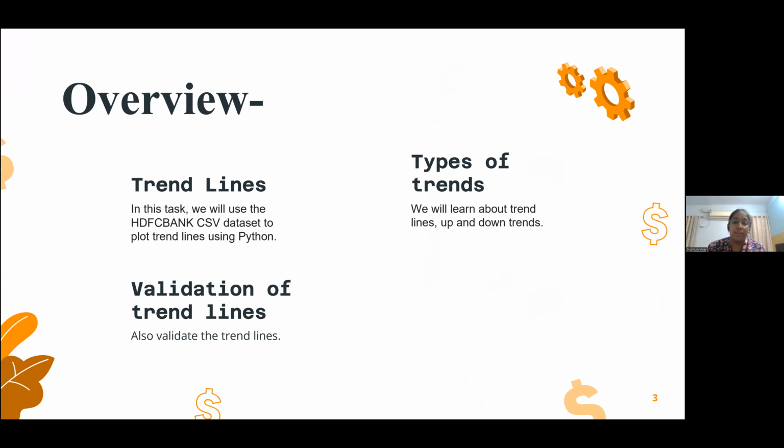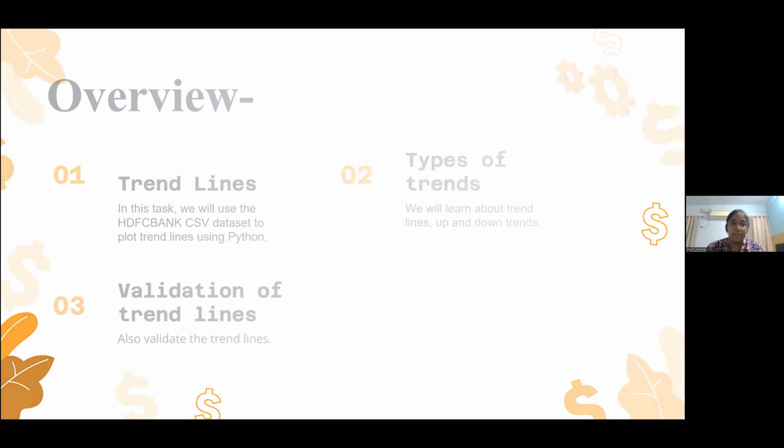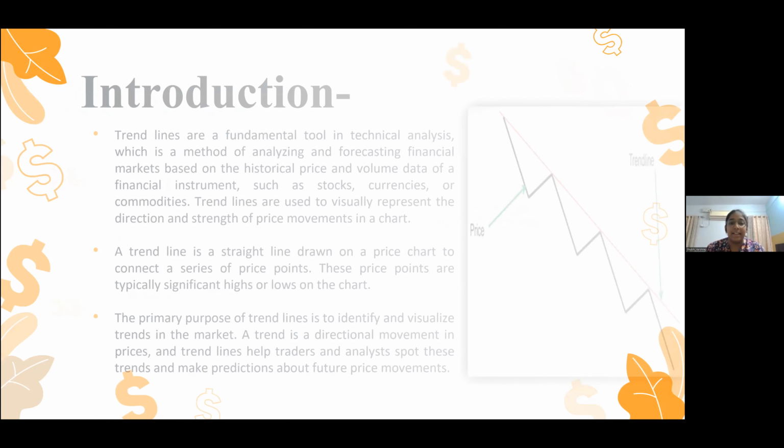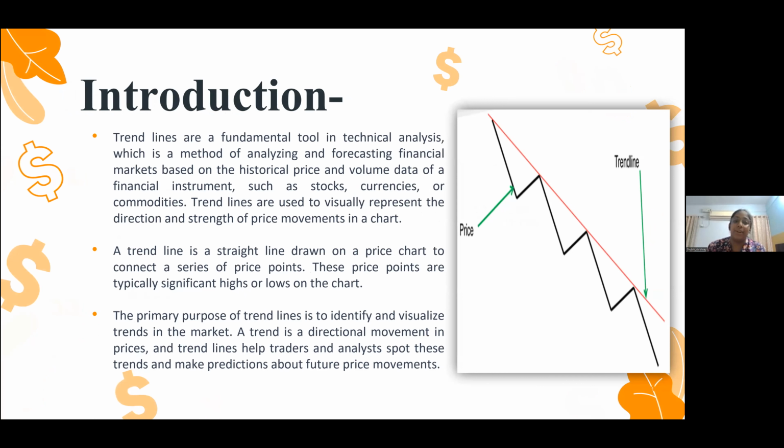Then, overview: what we will do in this task. The first step will be to understand the trend lines. We will use the HDFC Bank CSV dataset to plot the trend lines using Python. The second step will be to understand the types of trends. We will learn about the trend lines up, down, and sideways. The last step will be validation of trend lines. Let us understand by introduction itself.